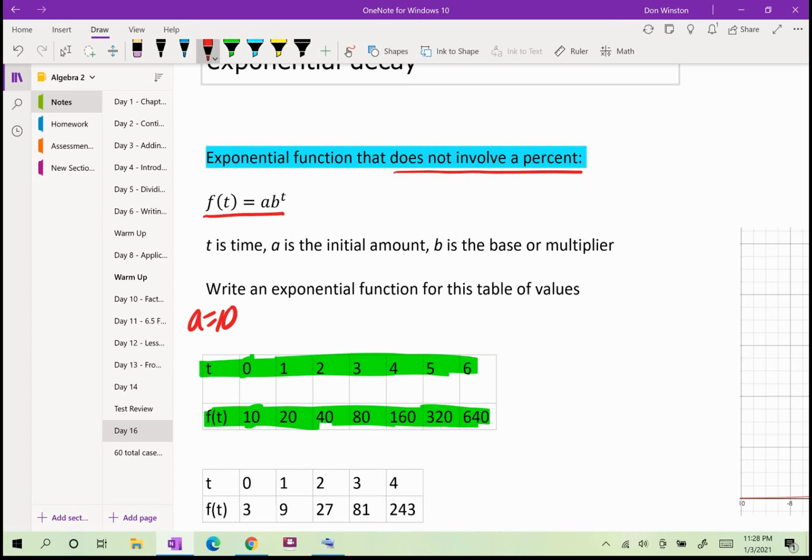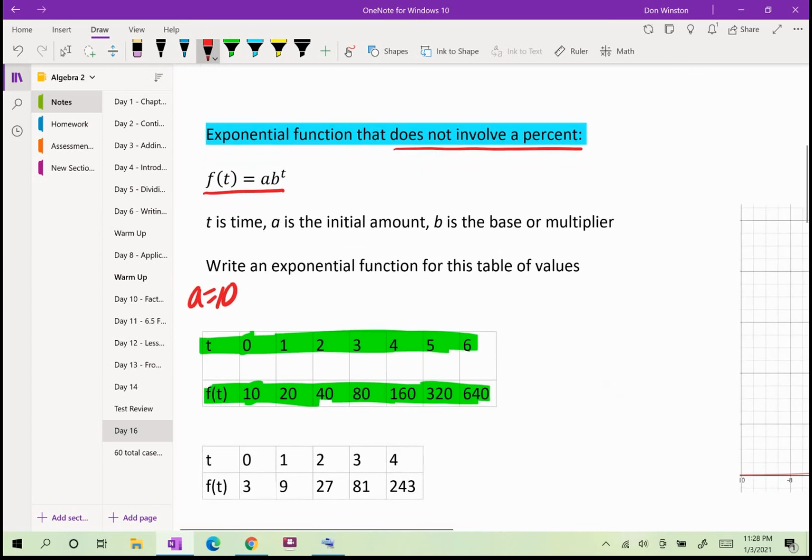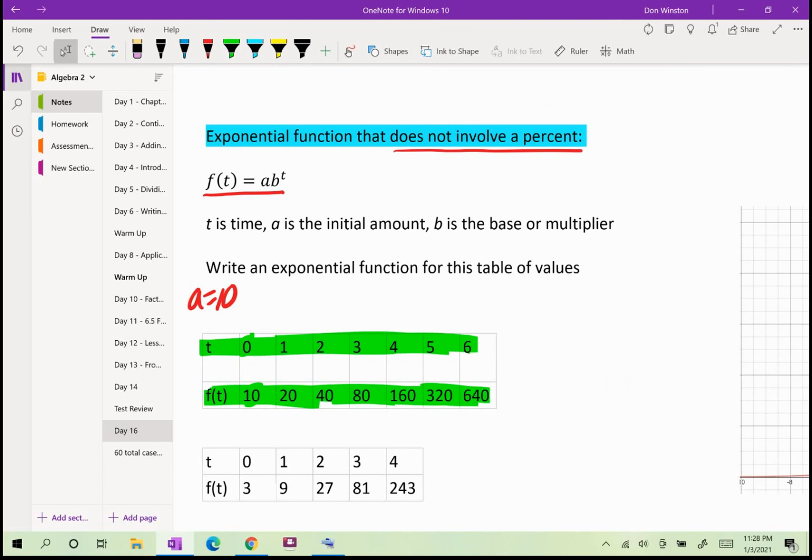And then, well, what's b? One way we can get at b is by taking the future day and dividing it by the prior day. So 20 divided by 10 is equal to 2, or 40 divided by 20 is equal to 2. I'm just taking the day ahead and dividing it by the day behind for f of t. Or 80 divided by 40 is equal to 2, or 160 divided by 80 is equal to 2. So b, my multiplier, is 2.